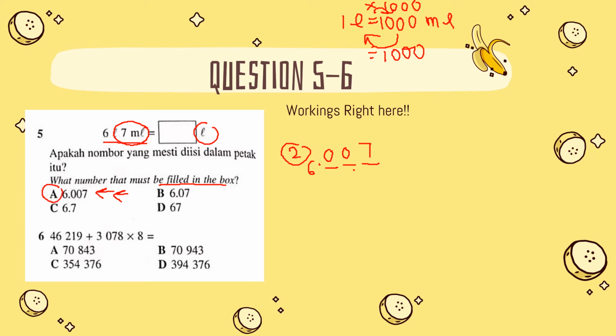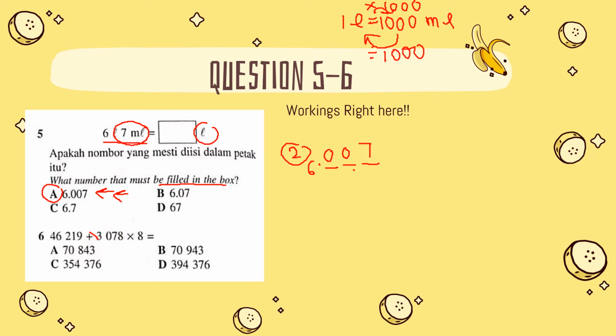Next is 6. What they ask me to do is to plus and times. We have to be careful here, because we always have to do times and division first before doing plus and minus. So let's do the multiplication first.